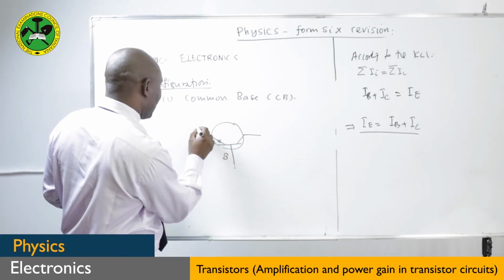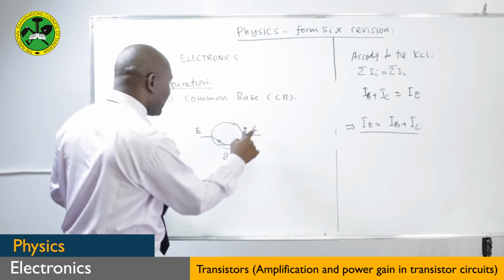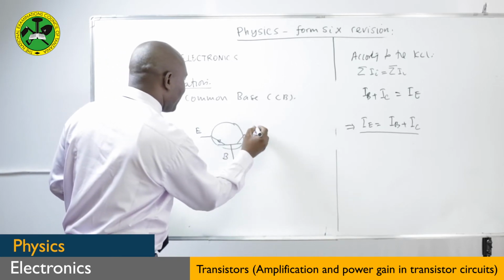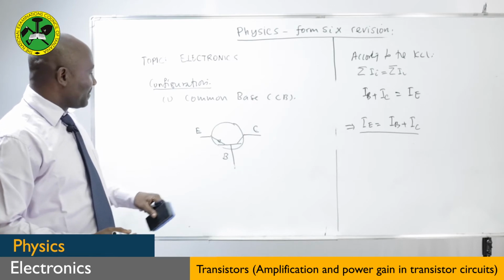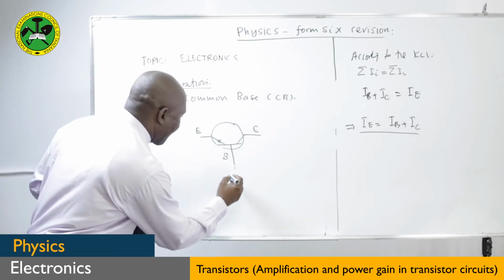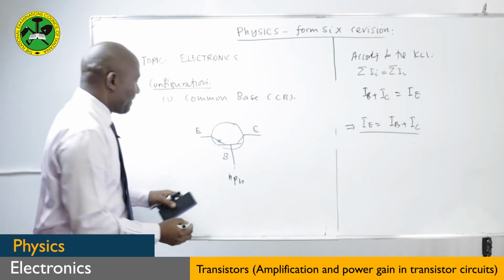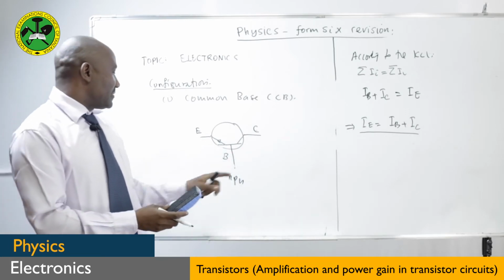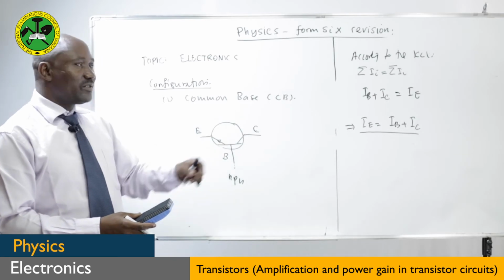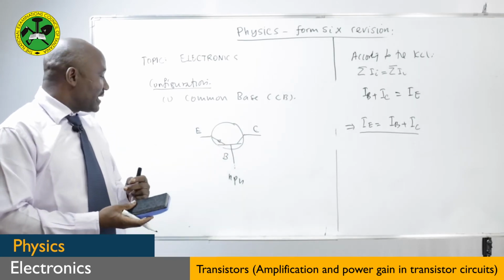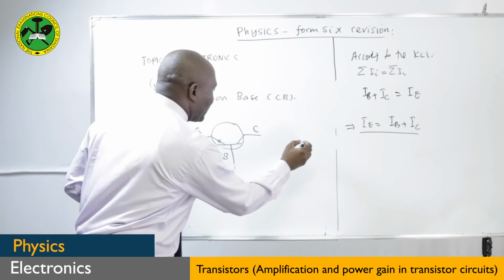This is our emitter. This is our collector. Remember, we said the terminal which must be arrowed is the emitter. And this is the NPN transistor. You can see here, since the base terminal is on the ground, this kind of connection of a transistor is given the name NPN. Or you can use the other terminal here.